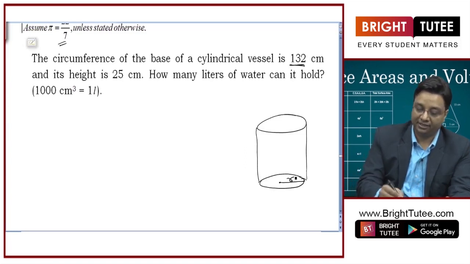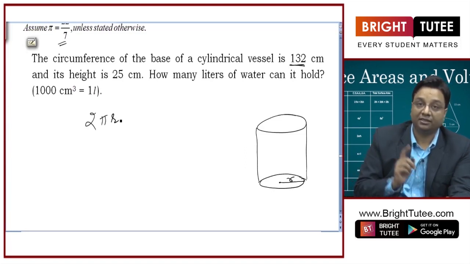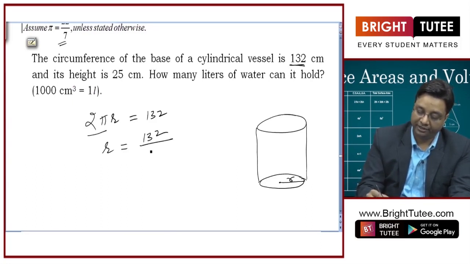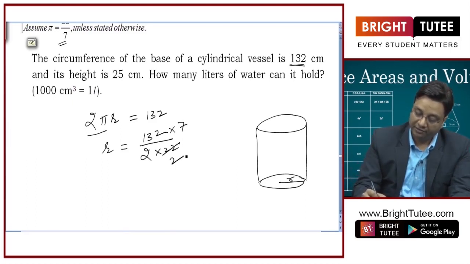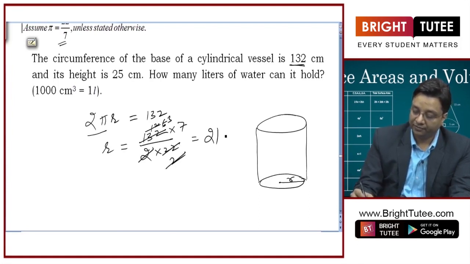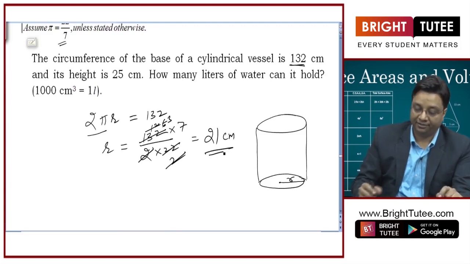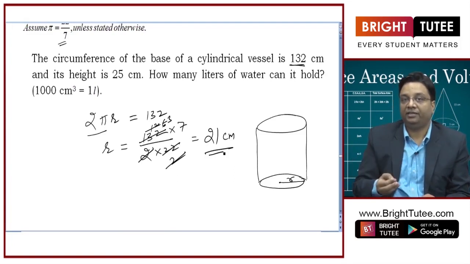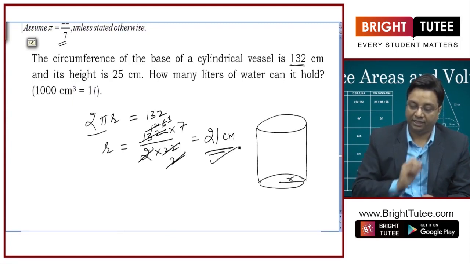So if the base radius is r, then 2 pi r, which is the circumference, is equal to 132 centimeter. So what will be r? r will be 132 divided by 2 pi, that is 2 into 22 by 7, and 7 will go in the numerator. So 11 2s are 22, 11 1s are 11, and 11 2s are 22. So this will be 6, 3, so 21 centimeter is the base radius. So the circumference was given, so we put it equal to 2 pi r, hence we obtained the value of r, that is base radius, as 21 centimeter.